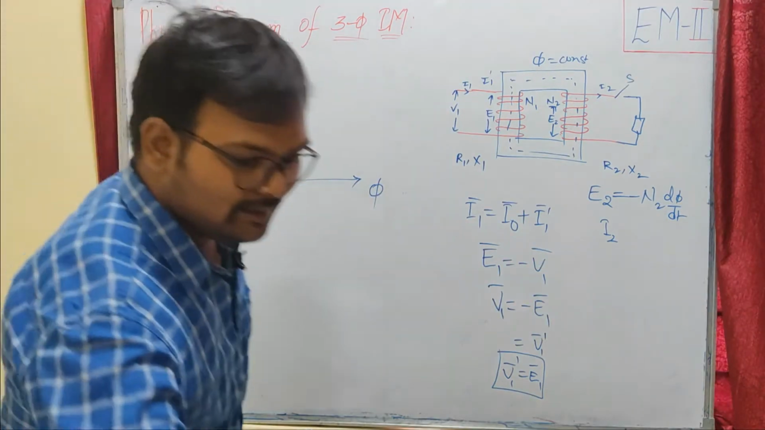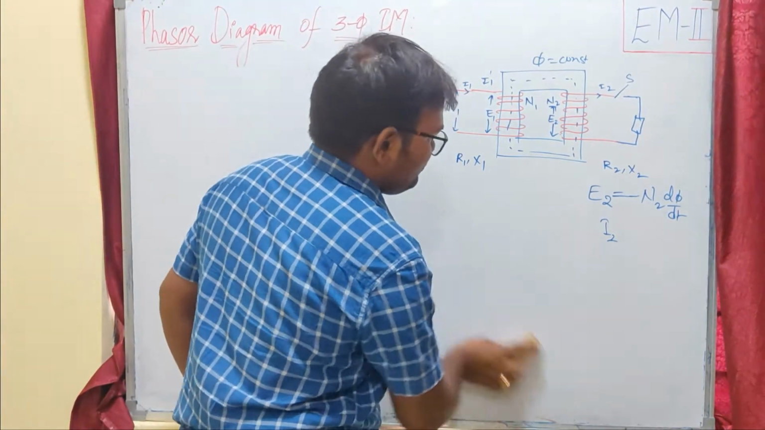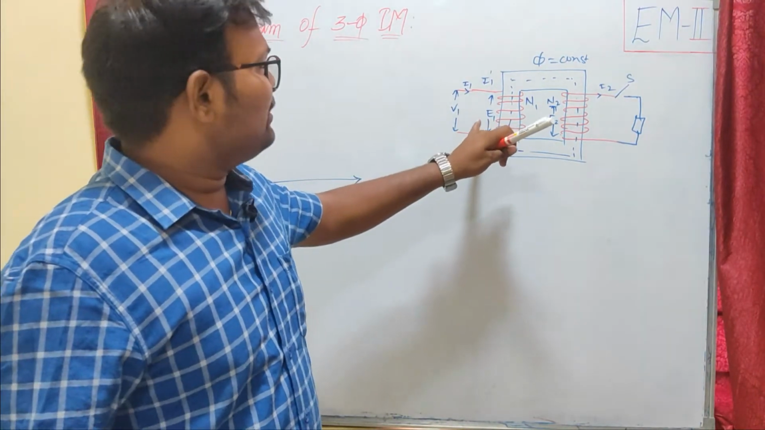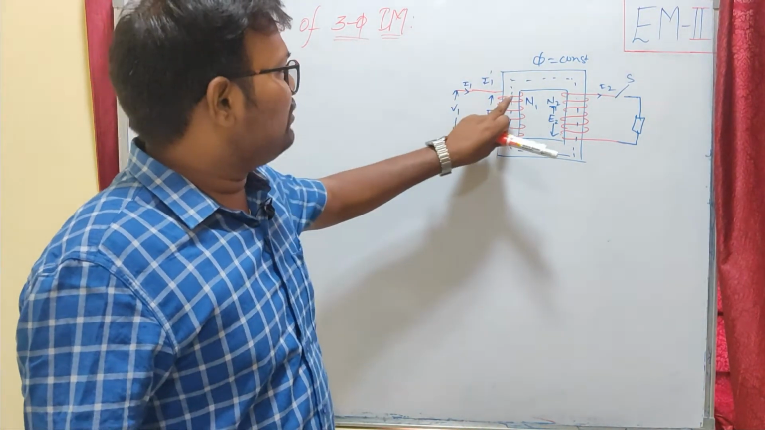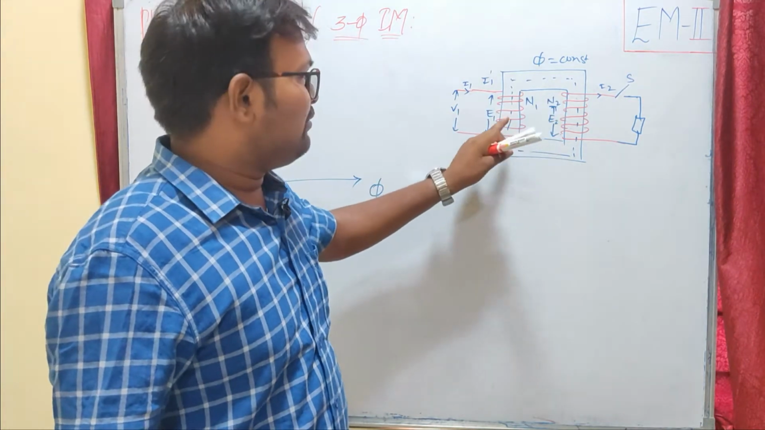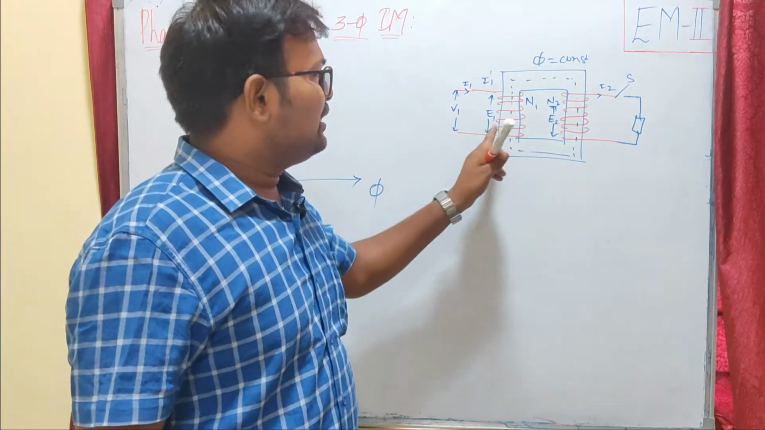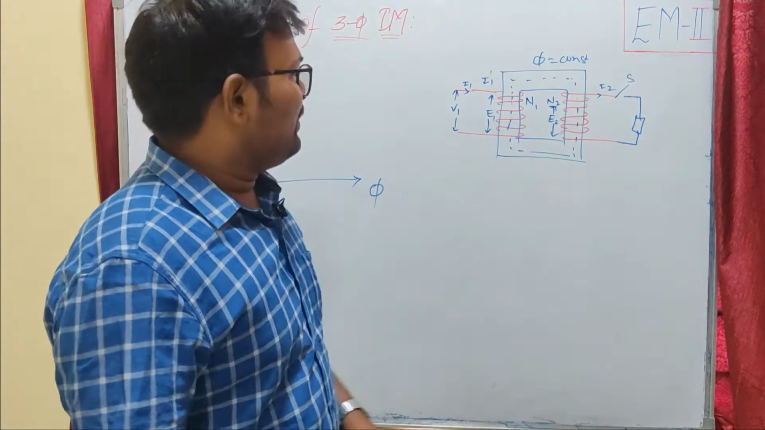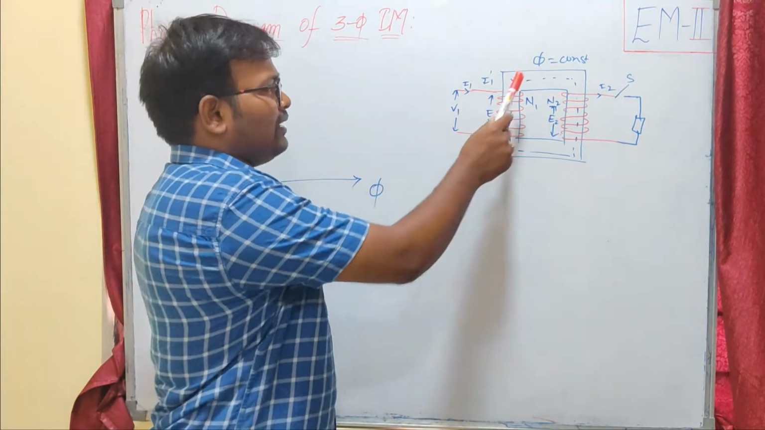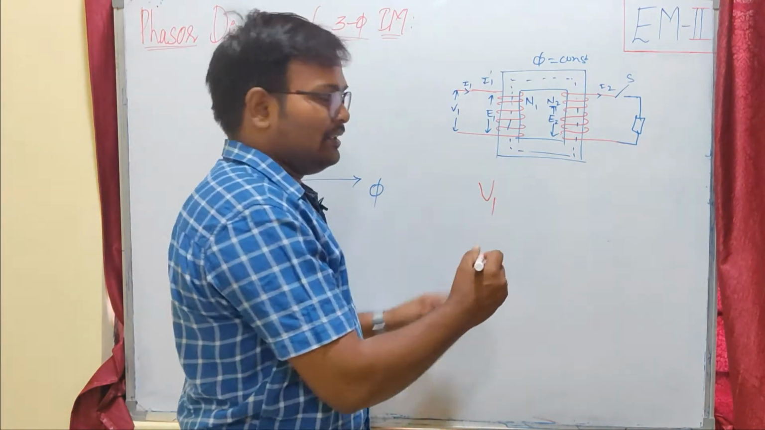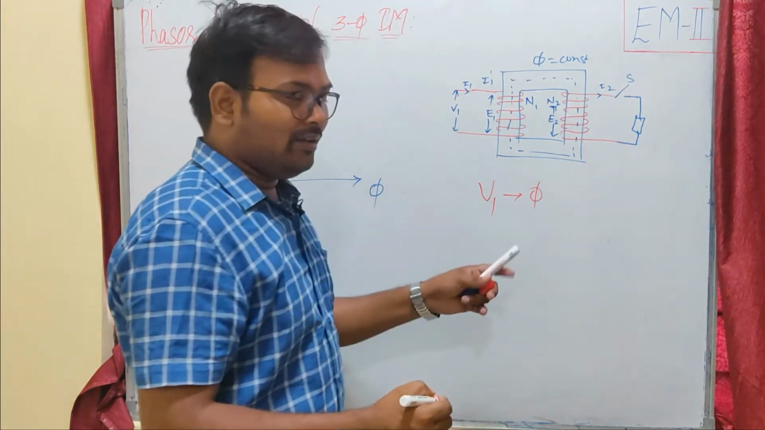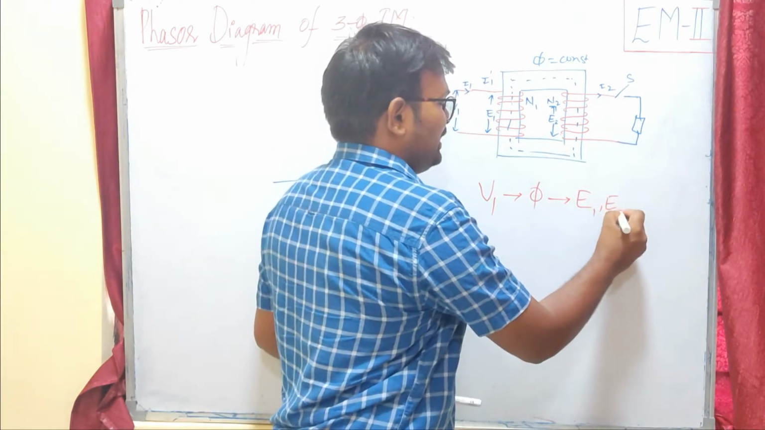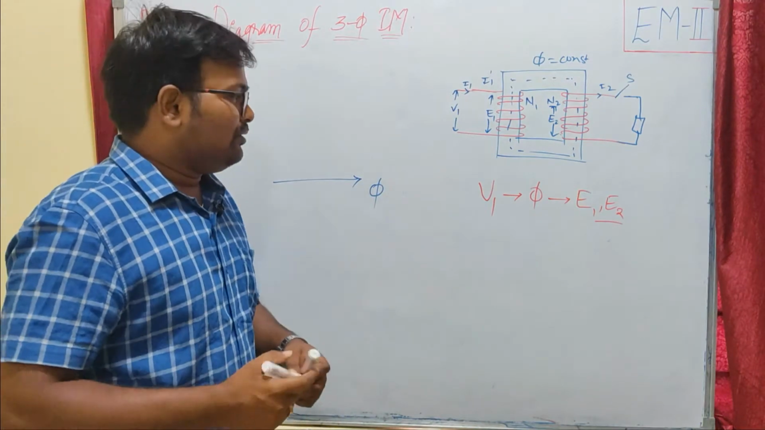Now let us see what is happening here. We are supplying the primary with the AC voltage supply. That is inducing some flux in the core material. That flux links with the primary as well as secondary turns, and that flux is inducing E1, that is the primary EMF, and E2, that is the secondary EMF. That means we are applying V1, then our flux is established in the core, and the flux is cutting the primary and secondary, delivering our EMFs on the primary and secondary. Okay, so this is first.